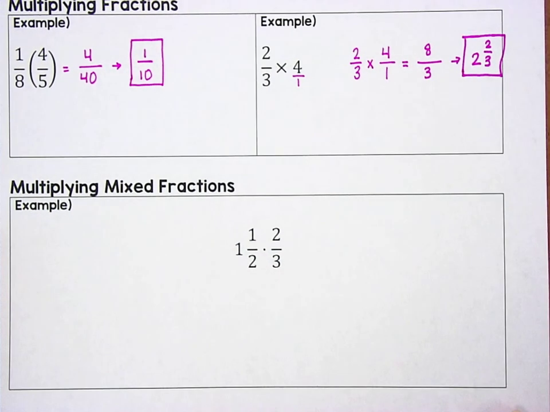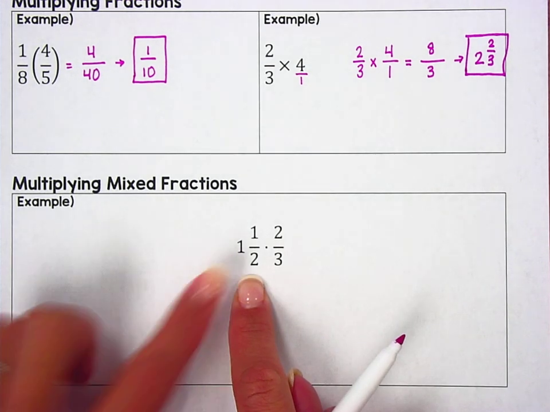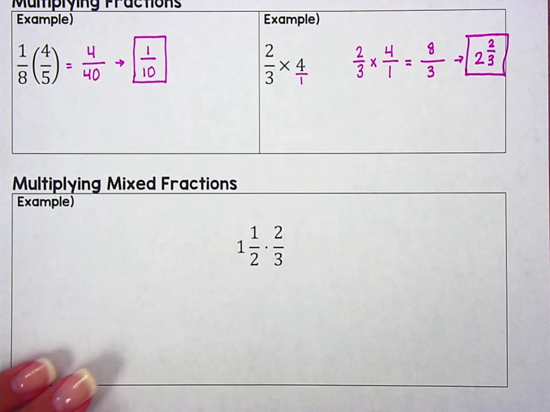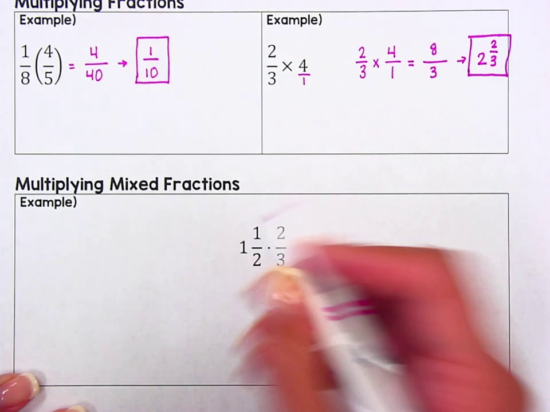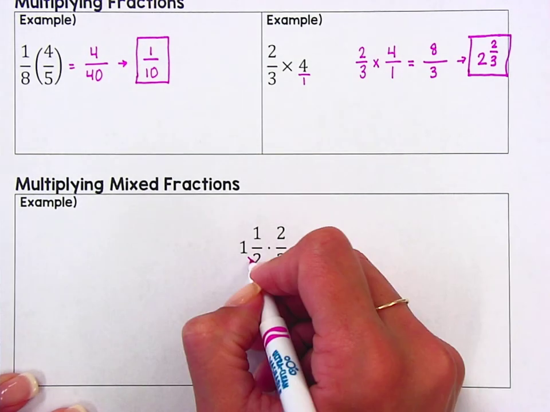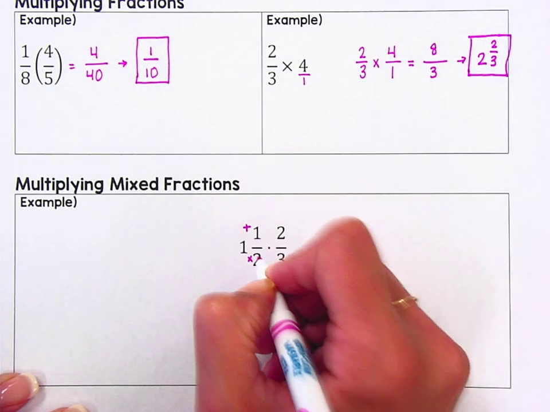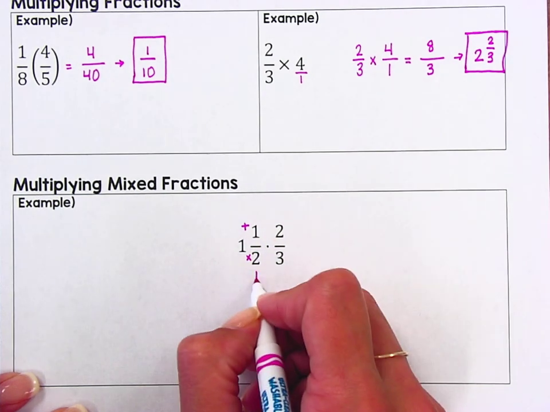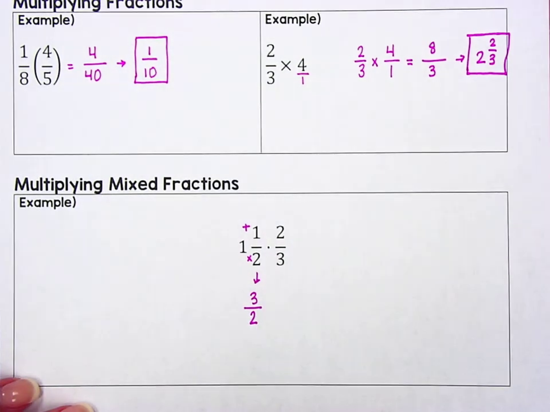Now we'll take a look at multiplying mixed fractions. If we have a mixed fraction, like 1 1/2, we're going to need to change this to an improper fraction before multiplying. So to remind you, 1 whole means we have 2 halves. So 1 whole times 2 is 2, plus the 1/2 that we have remaining would be 1 times 2 is 2, plus 1 is 3. So 1 1/2 is the same as having 3 halves.